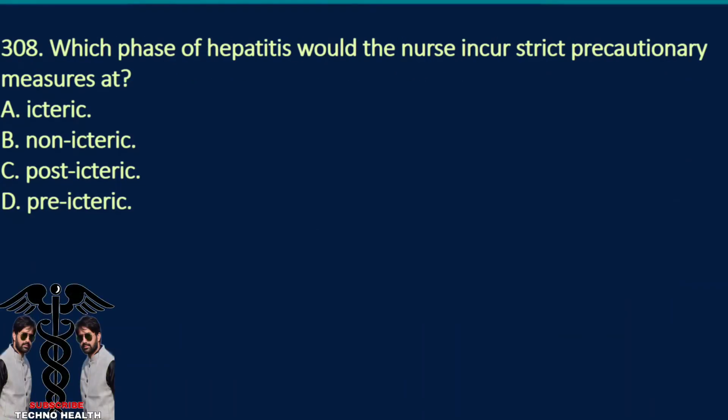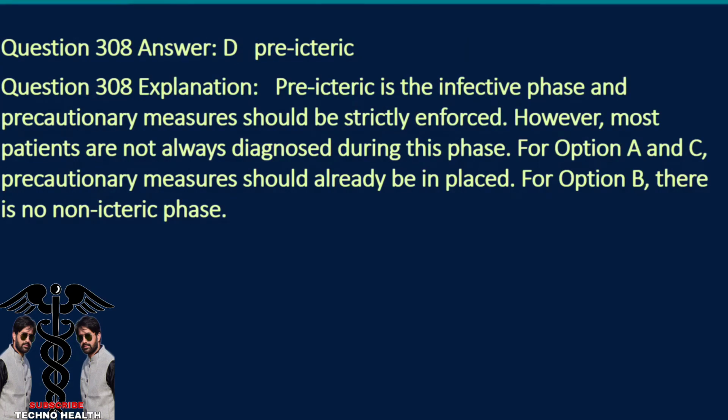Question 308. At which phase of hepatitis would the nurse institute strict precautionary measures? A. Icteric. B. Non-icteric. C. Post-icteric. D. Pre-icteric. Question 308. Answer: D. Pre-icteric. Explanation: Pre-icteric is the infective phase and precautionary measures should be strictly enforced. However, most patients are not always diagnosed during this phase. For options A and C, precautionary measures should already be in place. For option B, there is no non-icteric phase.